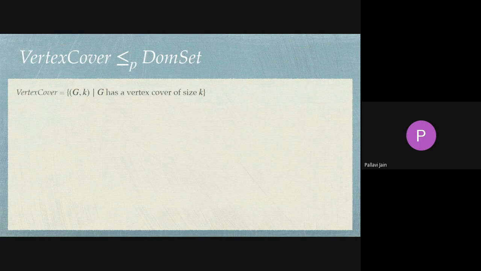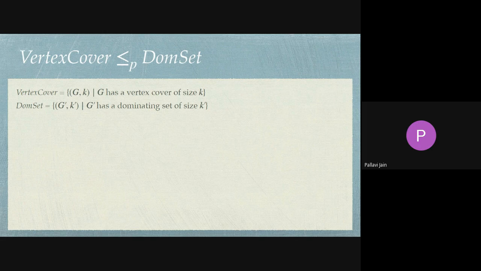How many of you already know what a dominating set is? Okay, so I will define it then. Vertex cover is clear. In the dominating set problem, you get your graph G prime and K prime, and you have to tell whether G prime has a dominating set of size K prime.